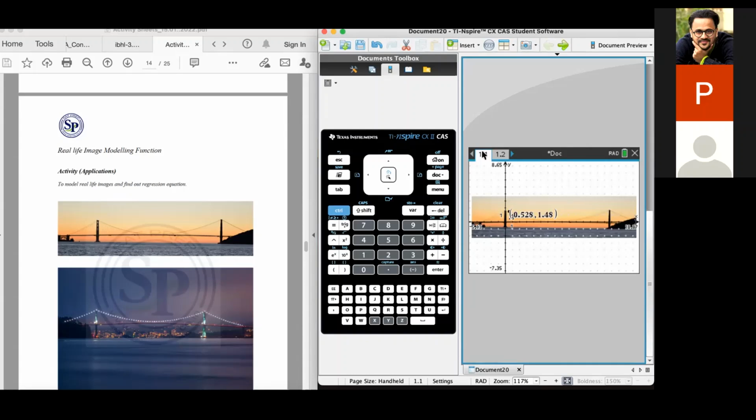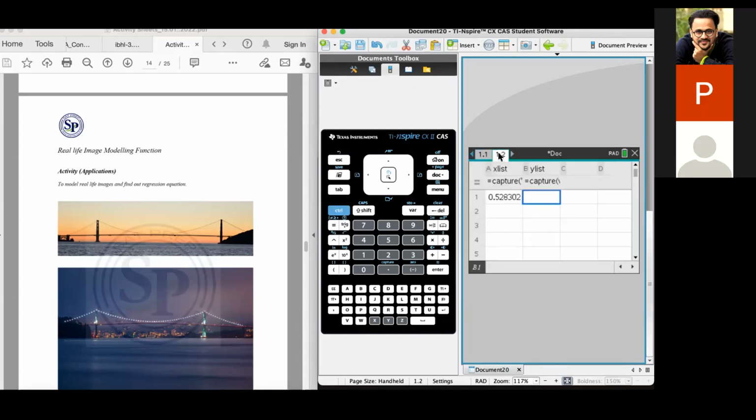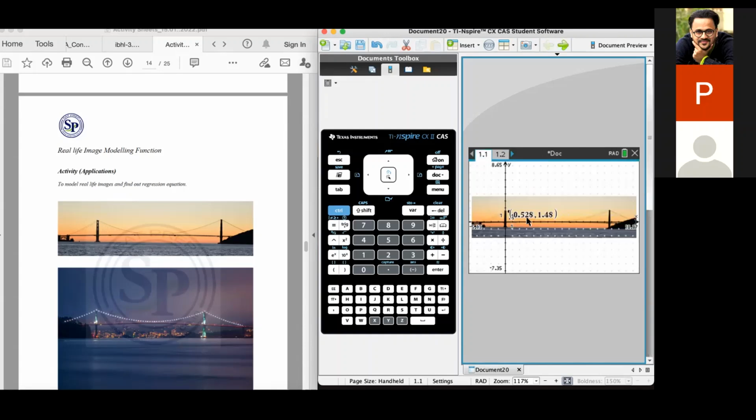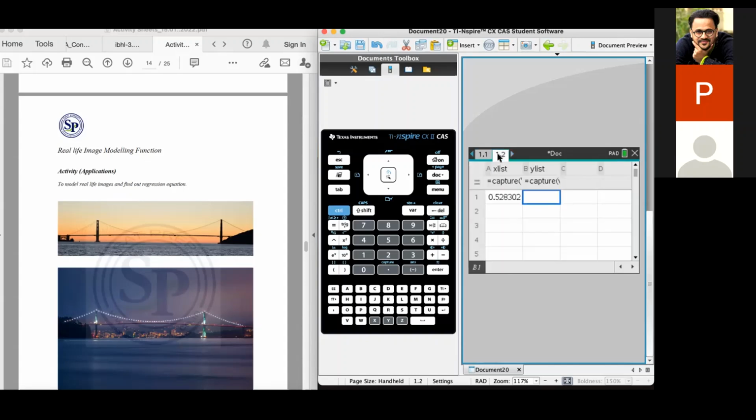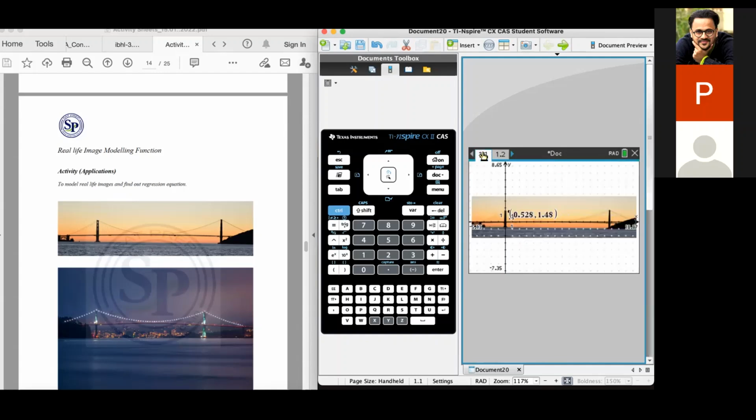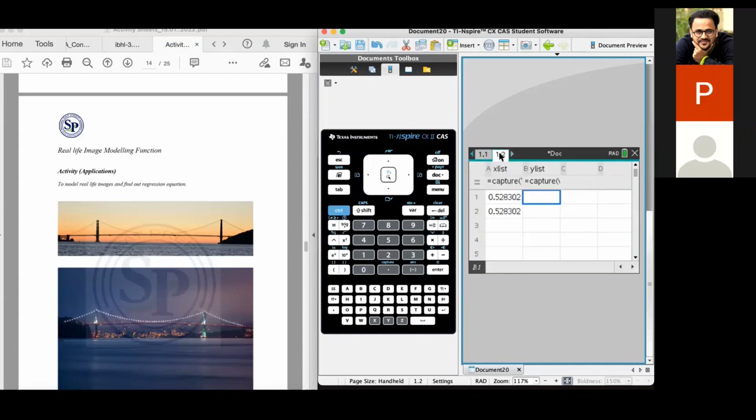Now you need to press Control and dot. When you press Control and dot, you will find that the coordinates will come automatically here.